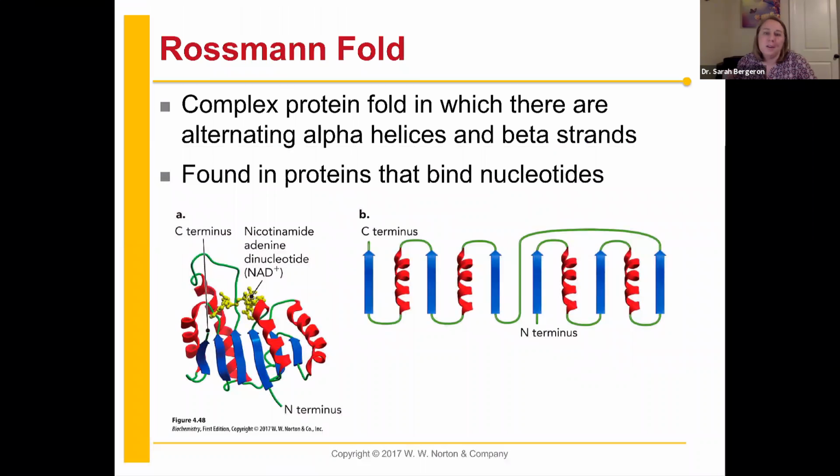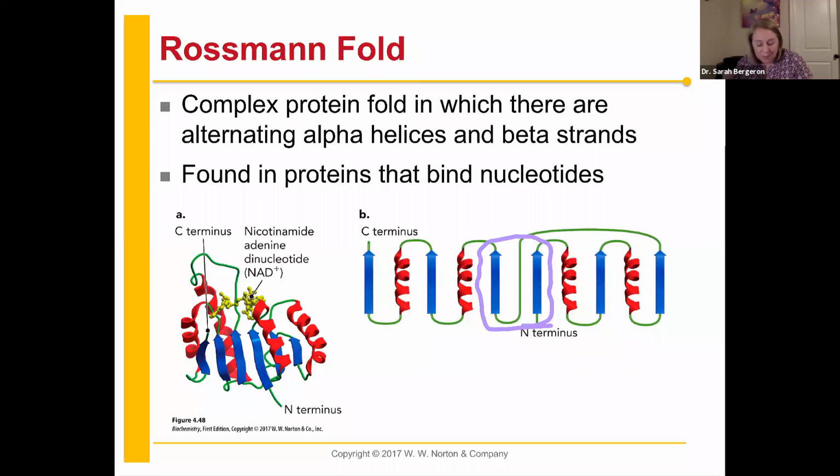Okay, the next one is called a Rossmann fold. A Rossmann fold is where we have alternating alpha helices and beta strands. You'll see this a lot of times in proteins that bind to nucleotides. And so you have these regions of alternating alpha helices and beta sheets. And what you can see is that some places you're actually going to have a skip.